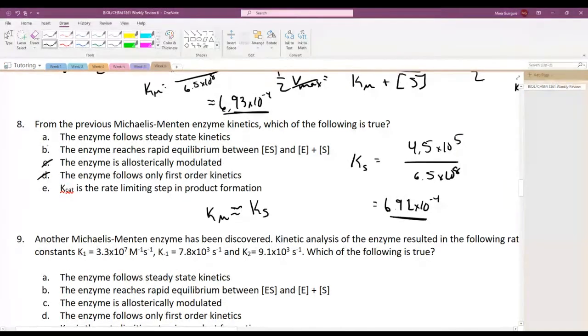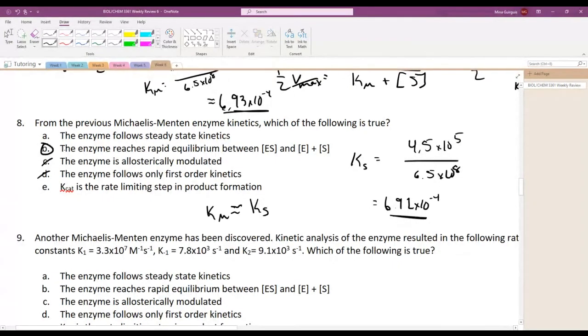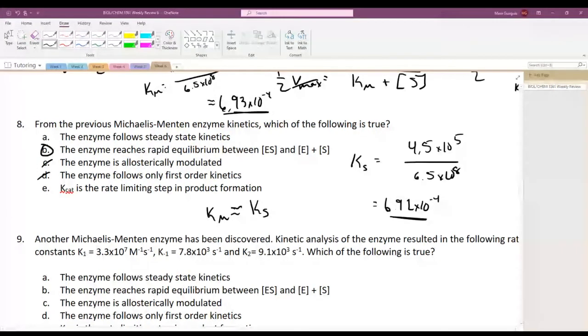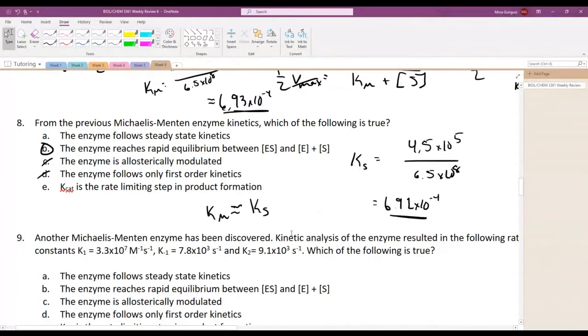Rapid equilibrium. Okay? Does it make sense how we got there from the math? Or rather, I should say, are there any questions about the math? If there are any questions, go ahead and type them in the chat. I don't hear any, so I'm going to just move on to number 9.